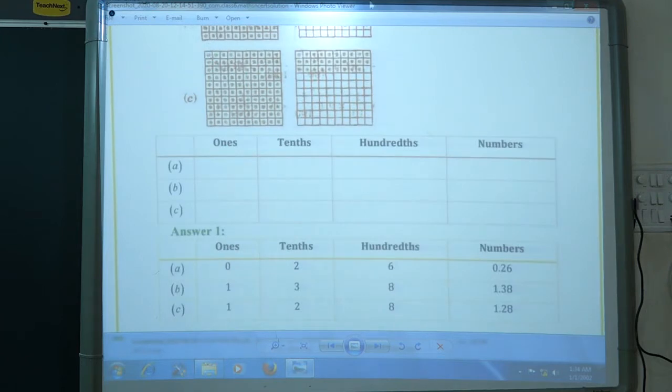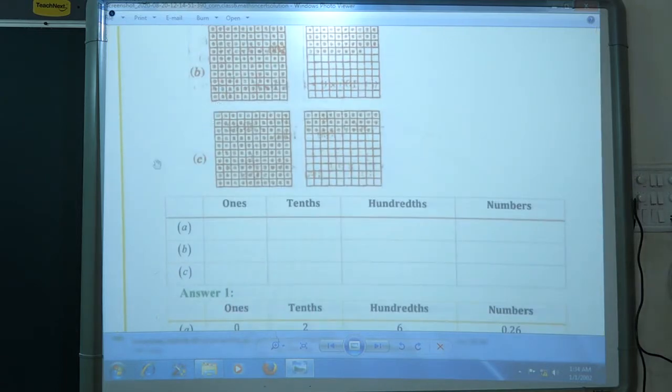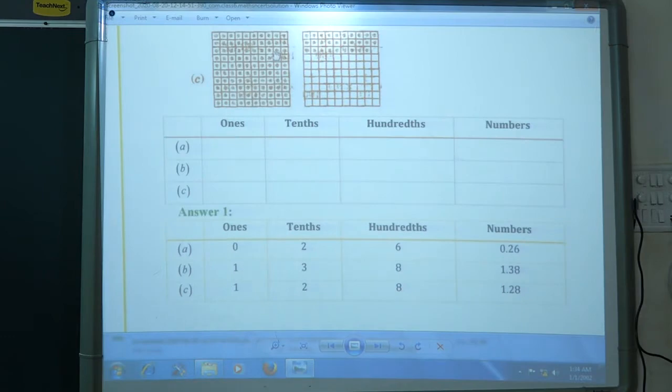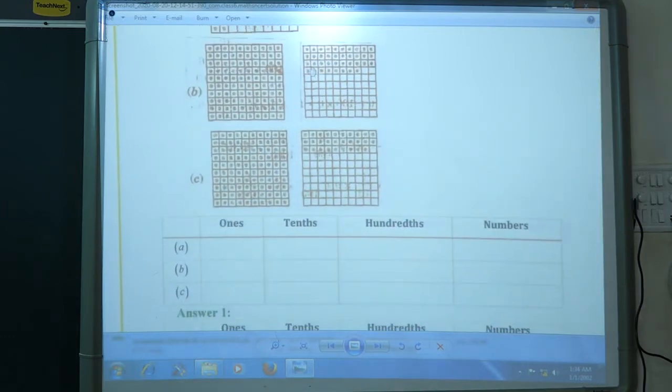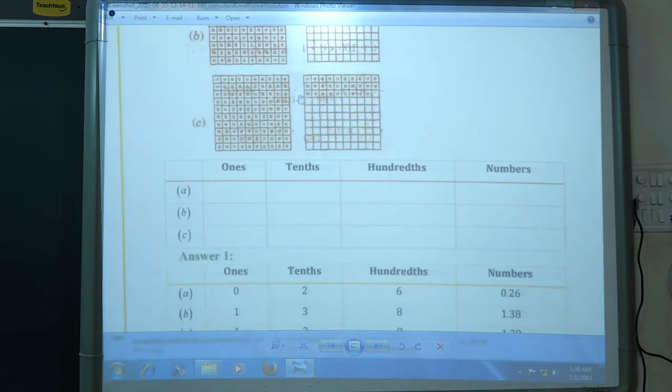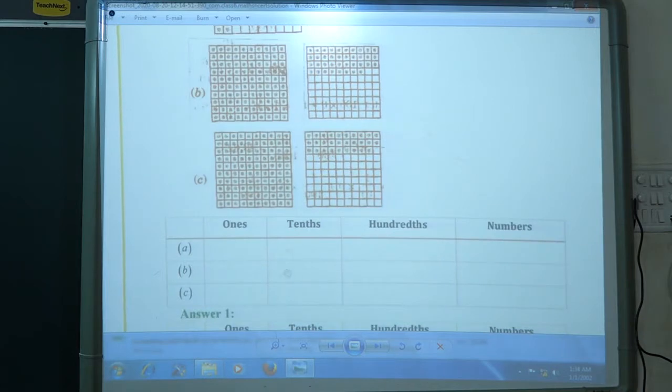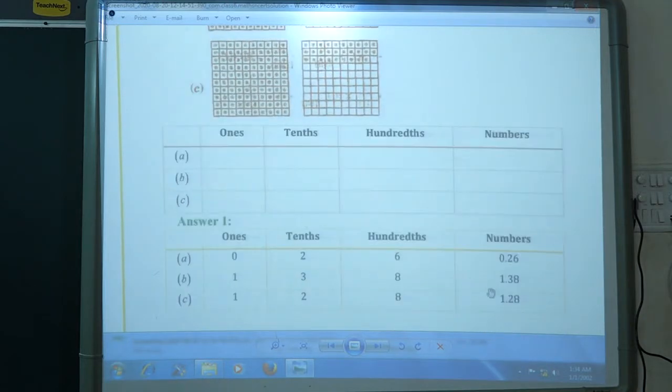So there are 2 full lines. If you see the textbook, you will come to know there are 2 full lines and 6 small dots. So the total number is 0.26. Second question: this is one full box, it means it is completed, 1. And these are 3 lines, meaning 3/10. And these dots are 8, so 8/100. So 1.38.